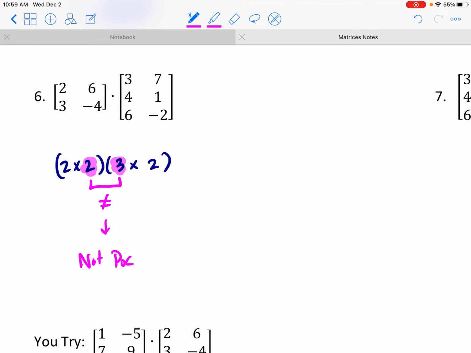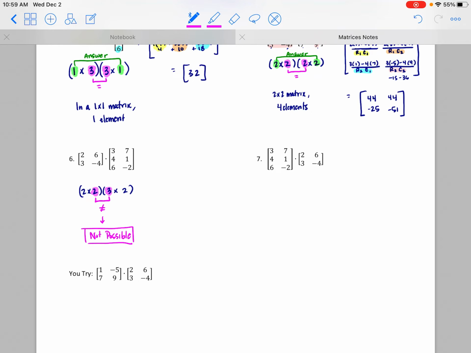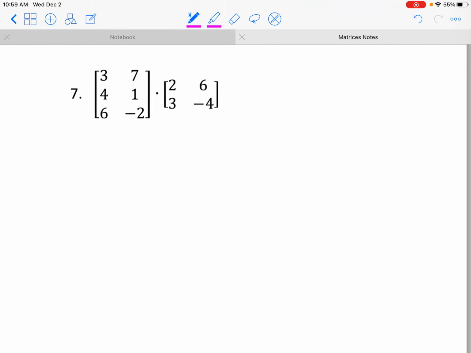Again, you could say not possible. You could say the product is undefined. Either one of those would be an acceptable response. Okay? So that'd be best case scenario. We wouldn't have to worry about messing with that. All right, how about this one?